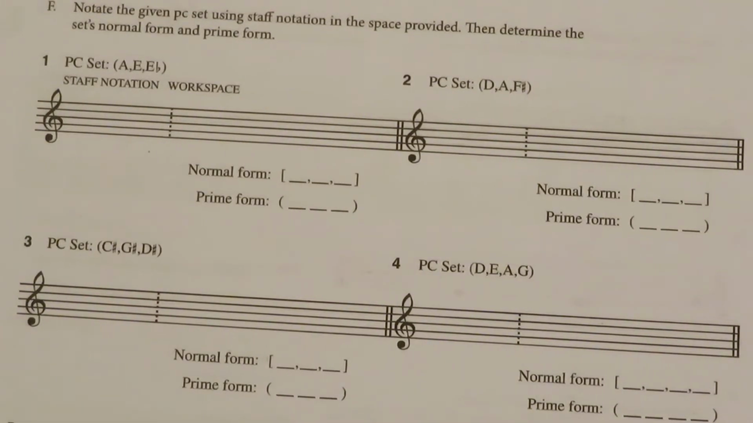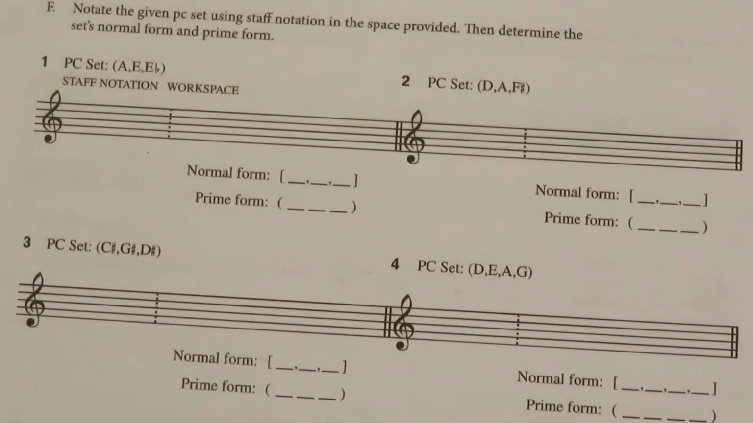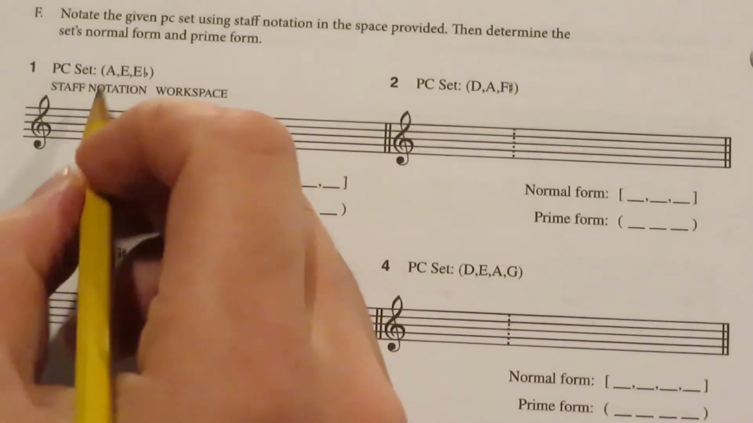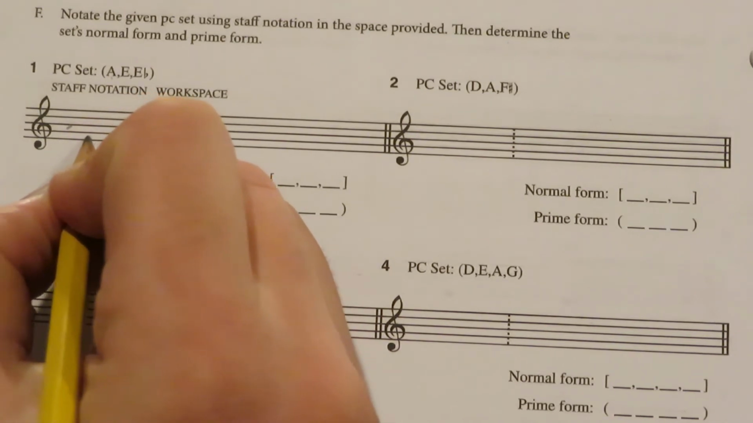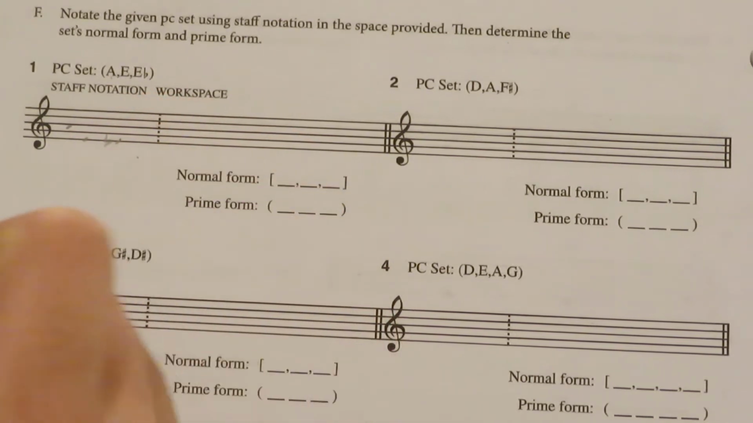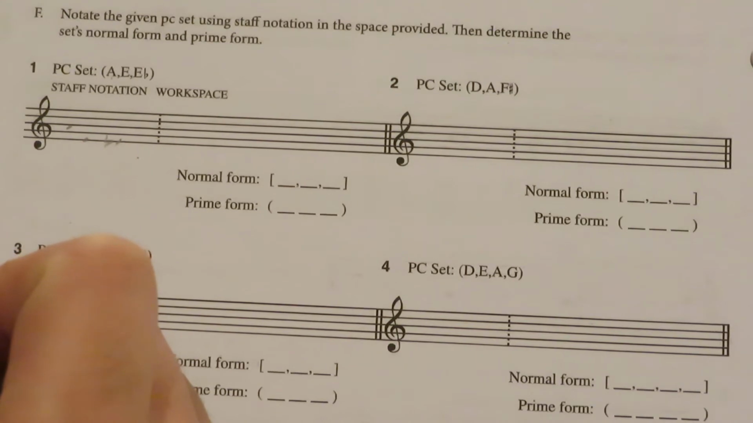Notate the given PC set using staff notation in the space provided. Then determine the normal form and prime form. Okay. We have A, E, and E flat. A, E, E flat. Okay.